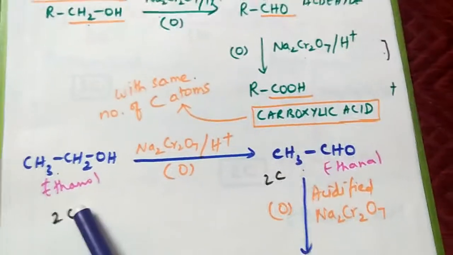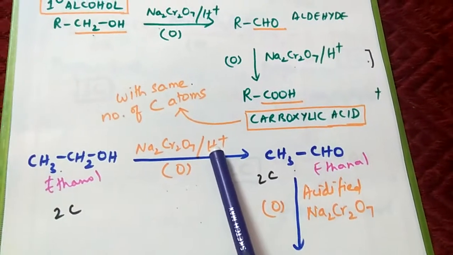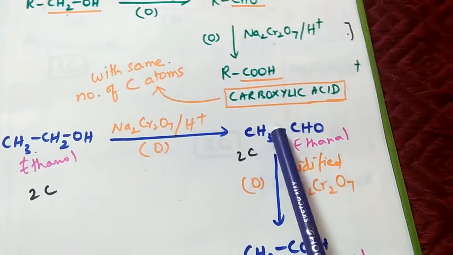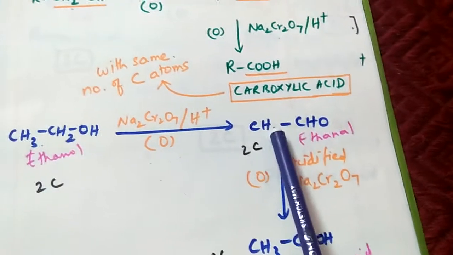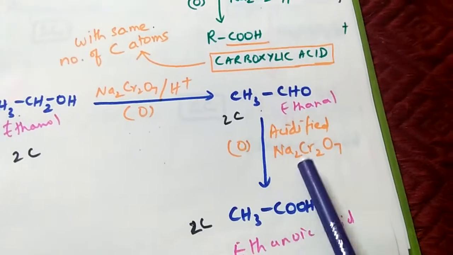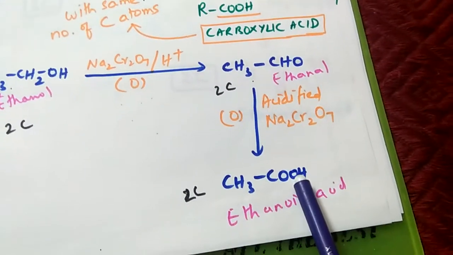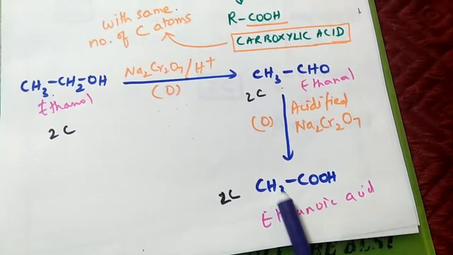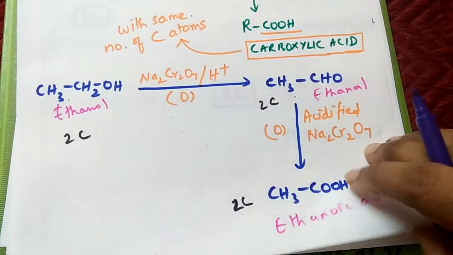Example, ethanol, the usual example, with acidified potassium dichromate or sodium dichromate undergoes oxidation and forms ethanal, an aldehyde, with the same 2 carbons. When treated further with the oxidizing agent, it is converted to ethanoic acid, which also contains 2 carbon atoms. So this is how a primary alcohol will react.